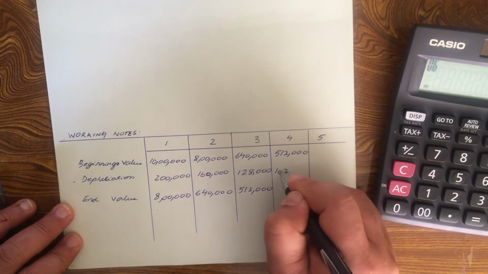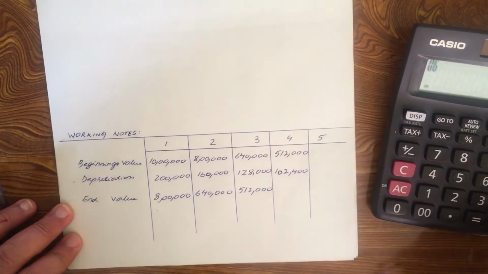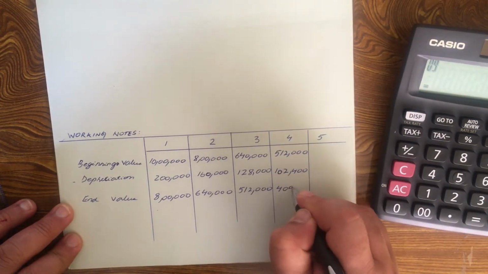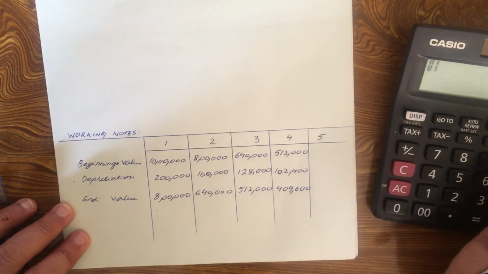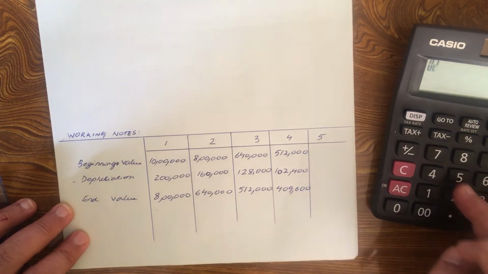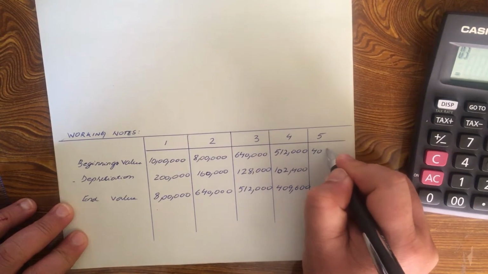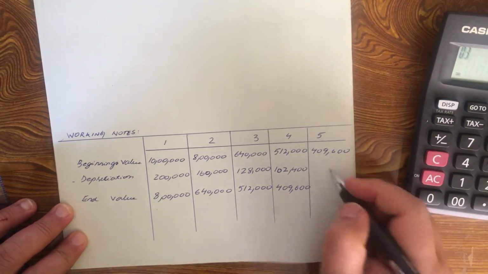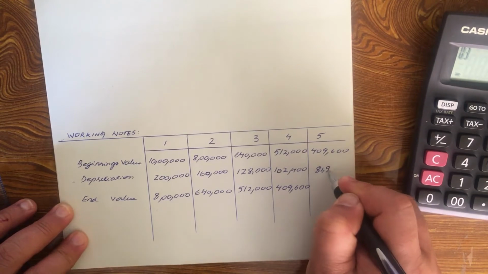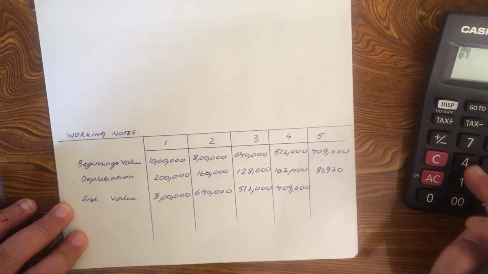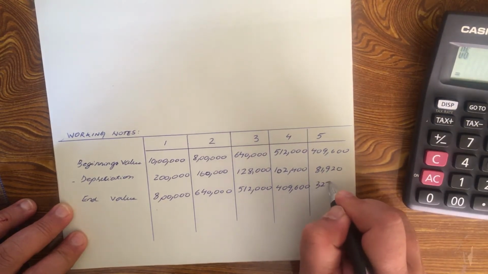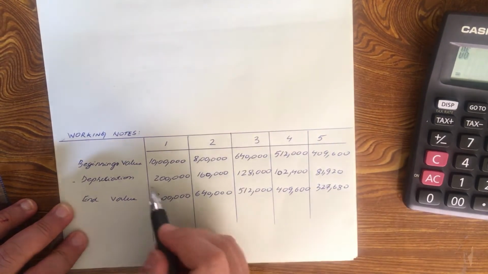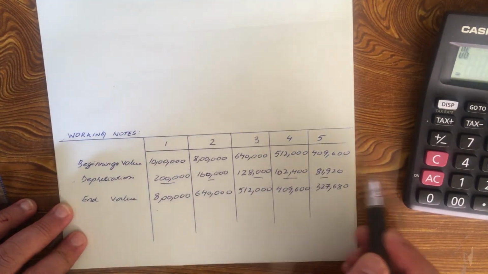So this is 5,12,000 divided by 5, which is 1,02,400. Then 5,12,000 minus 1,02,400 is 4,09,600, and divided by 5, you'll get 81,920. So there you have it. We have our depreciation values.